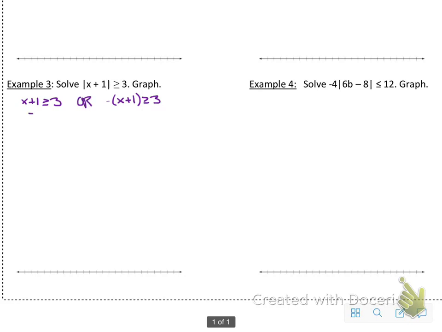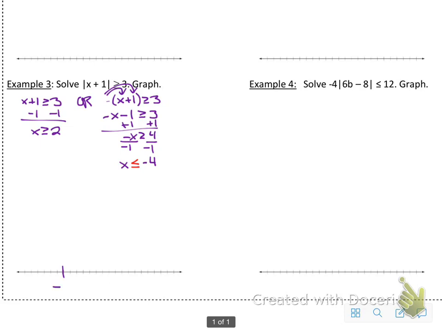So we're going to solve. We're going to subtract 1 from both sides. And we're going to get x is greater than or equal to 2. Then we're going to distribute that negative. And we're going to have negative x minus 1 is greater than or equal to 3. Add 1. So negative x is actually greater than or equal to 4. But we can't have a negative, so we divide by negative 1. So x, we have to flip the inequality. So x is less than or equal to negative 4. So x is greater than or equal to 2 or less than or equal to negative 4.